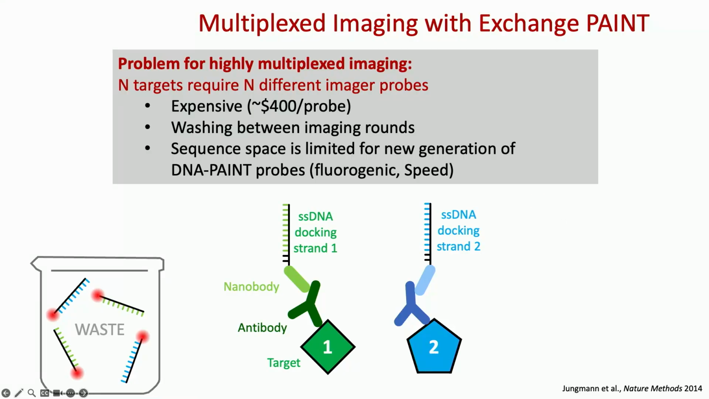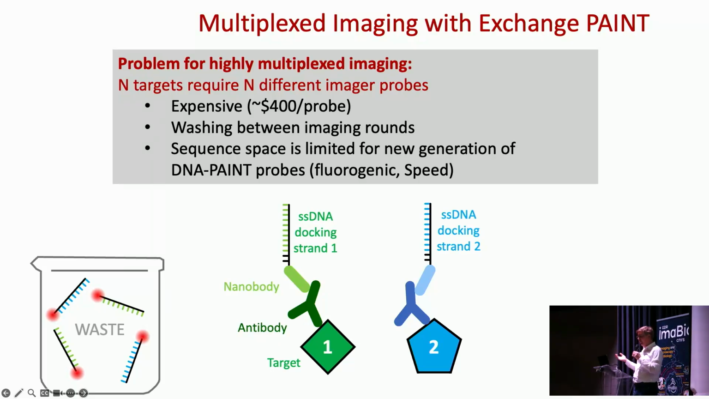It works really well. The only problem is if you have really highly multiplexed imaging approaches. We are currently aiming, can we do 100 different targets or so? So the problem there is it scales linearly in cost, right? So this says $400 per probe. Now we're actually paying $800 per probe. So if you want 100 of them, you would need to pay $80,000. It requires this washing between imager probes, imaging rounds, and that of course will damage the sample if you do that 100 times.